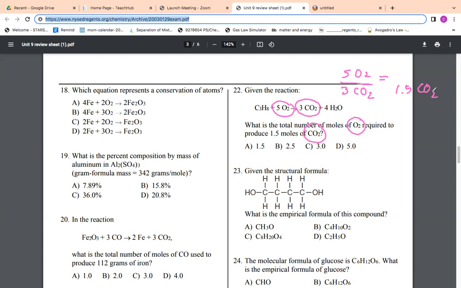And again, make sure your substances always match going across. So we're looking for how many moles of oxygen are going to be needed in order to make this serving size. You go ahead and cross multiply 5 times 1.5. That should be 7.5 equals 3x, divide by 3. We should end up with x equals 2.5. So we are going to go with choice B.